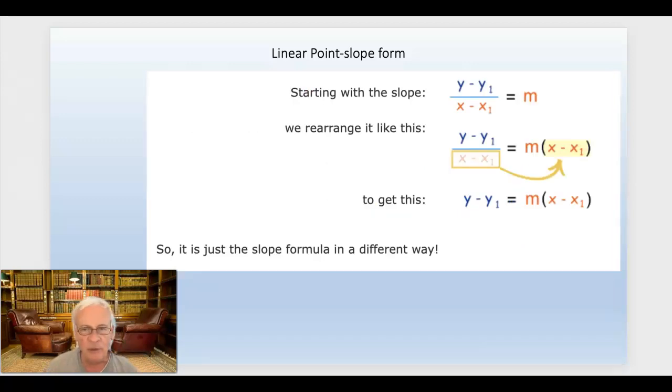So then we just rearrange it, using the algebra that we've talked about before. The x minus x1 on the bottom, just move it to the other side so it's next to the m. And we get the formula that looks like this. That's how you derive the formula, okay? It looks just like the slope formula, basically.